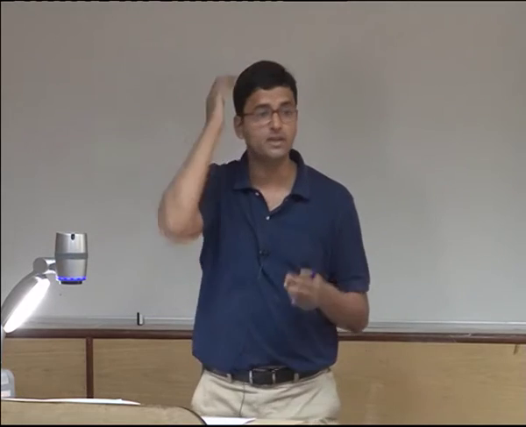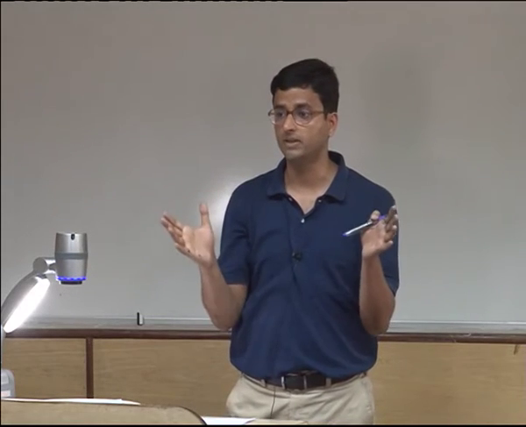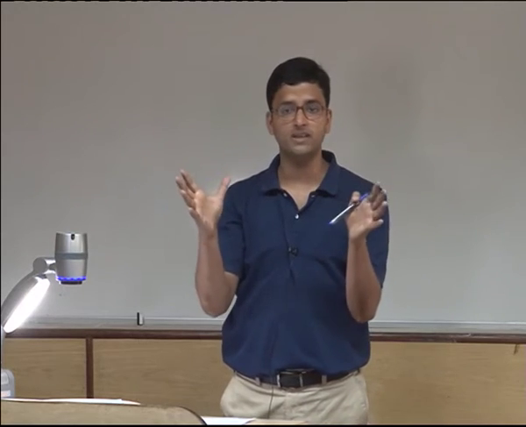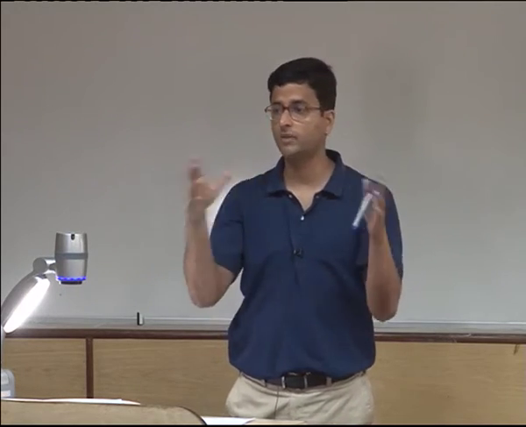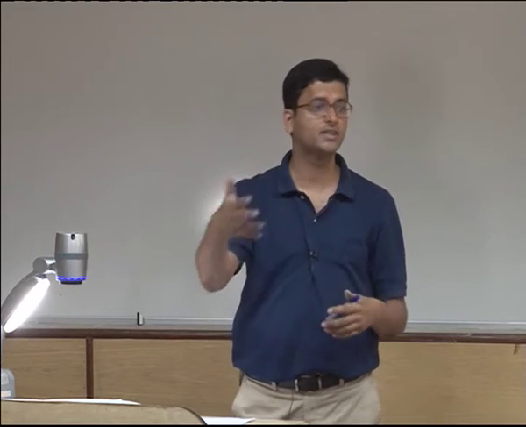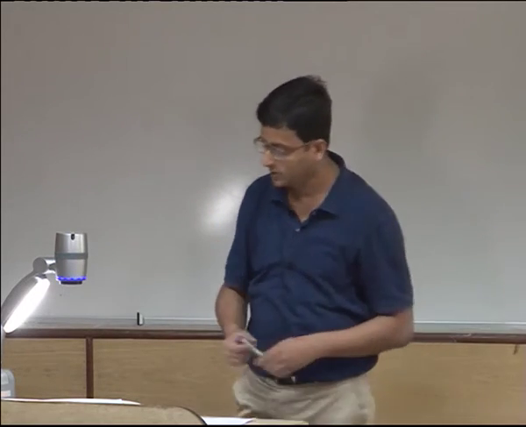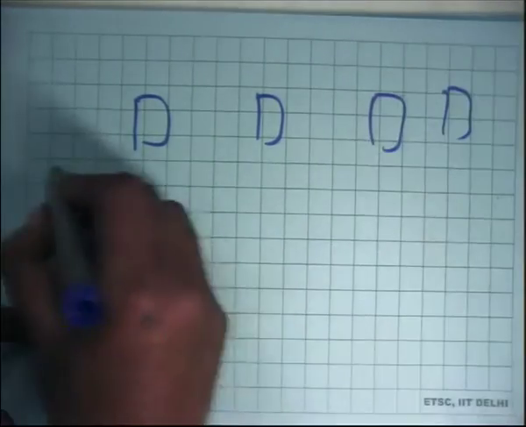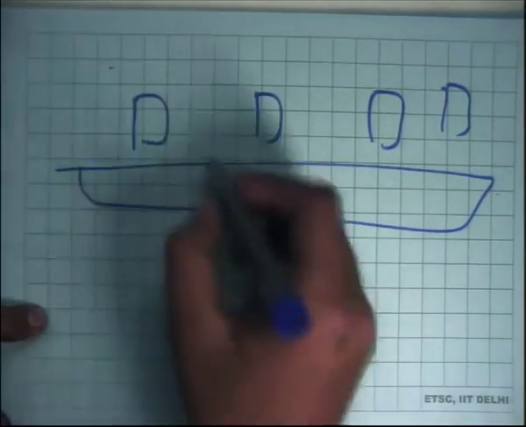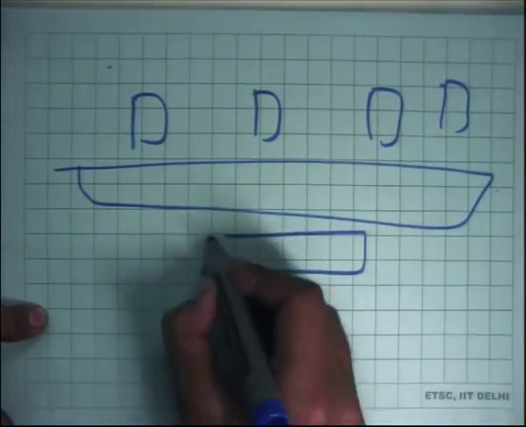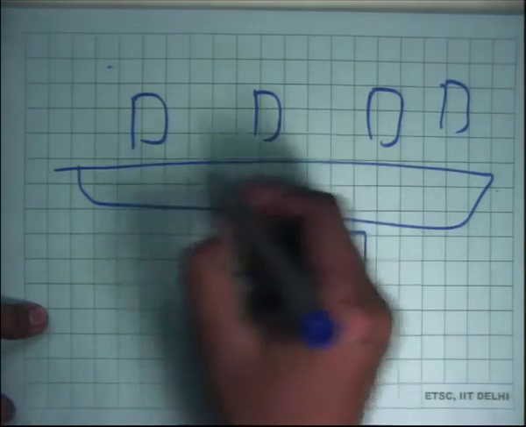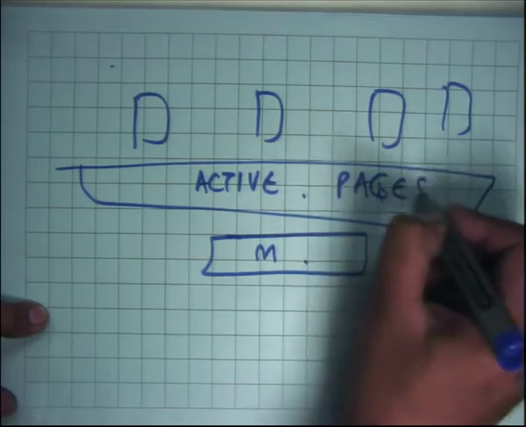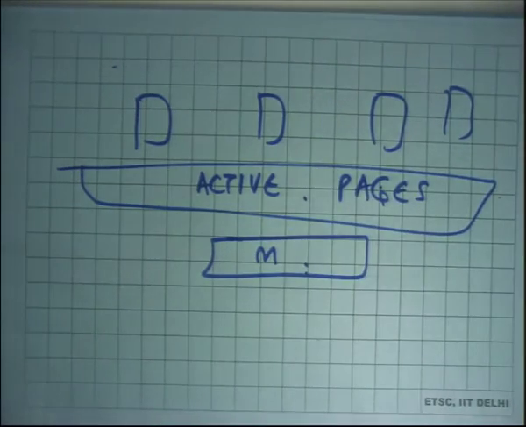But let's see what happens if memory gets overcommitted, right. So let's say the sum total of all the active memory that's required by all these processes is greater than the physical memory that you actually have. So this is, let's say, the active set, the active pages of all these processes, and this is the physical memory, and this is greater, right.